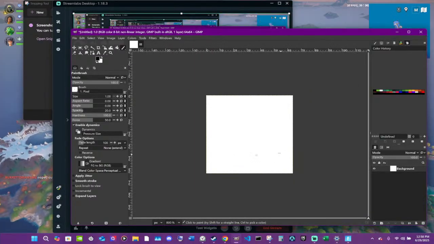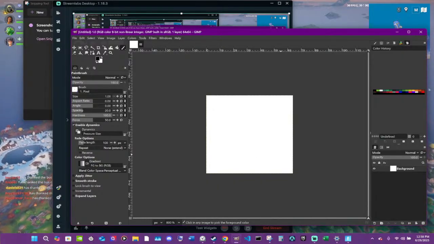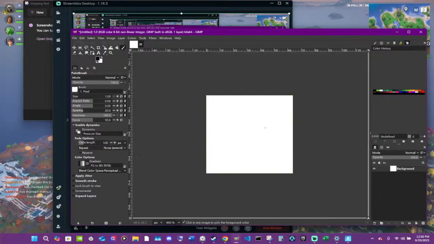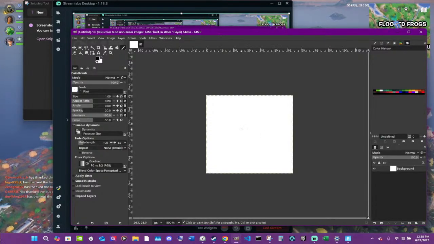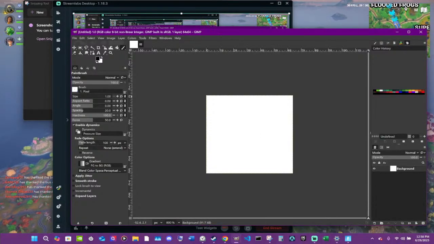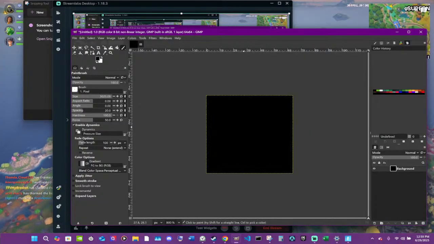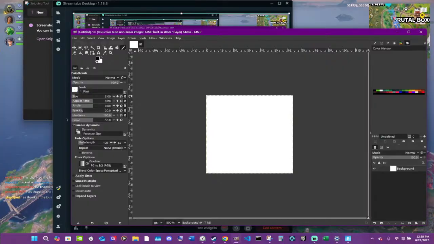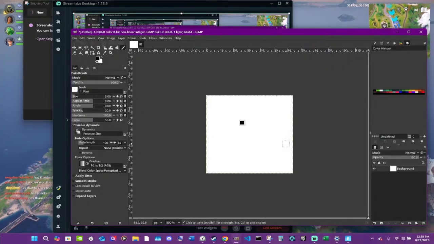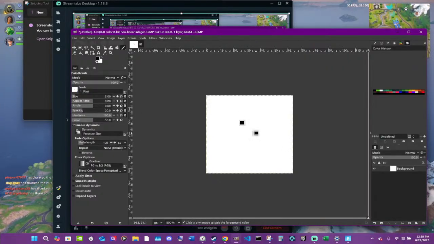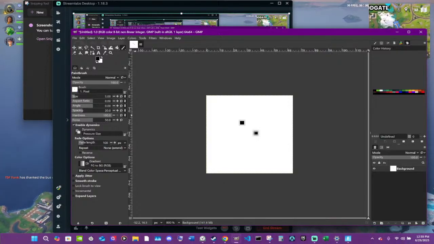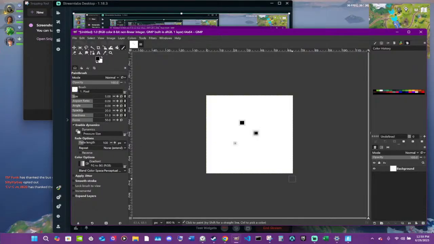Minus. Why is it doing that? Why is it doing that? It shouldn't be like that. Why is there an outline? Hold on. I don't know what's going on here.